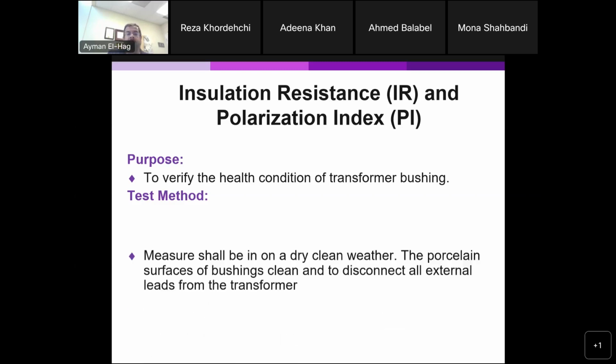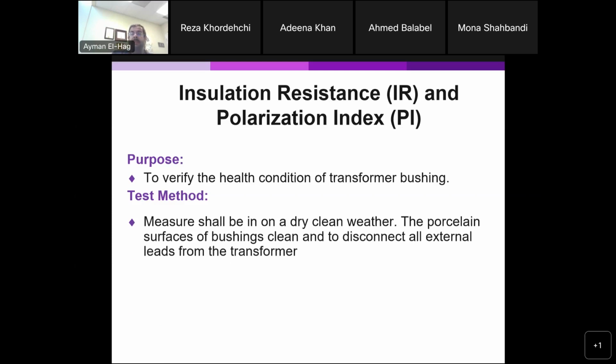So you need to apply the high voltage DC Megger test to measure the insulation resistance. But you have to make sure that you do the test in dry and clean weather, because if there is a lot of moisture, then you will not measure the bulk insulation resistance, but you will measure the surface resistance.